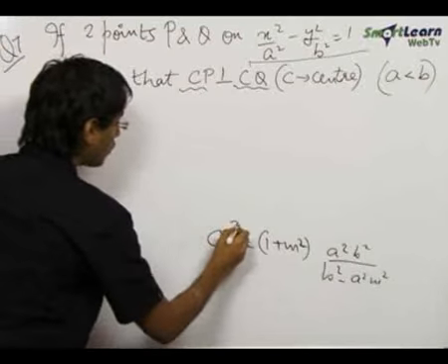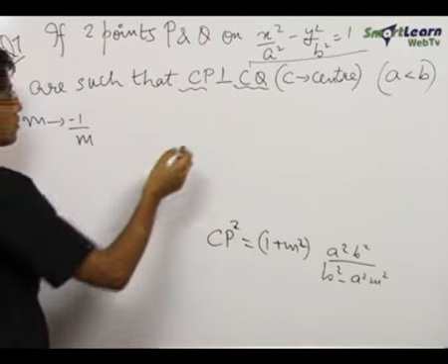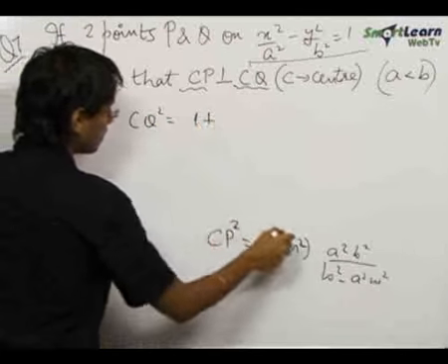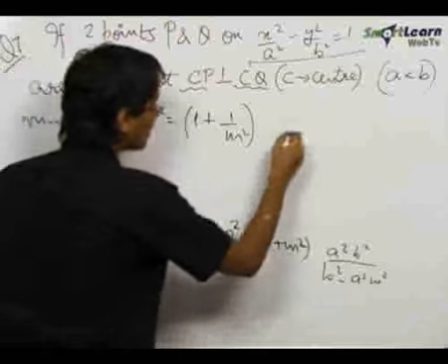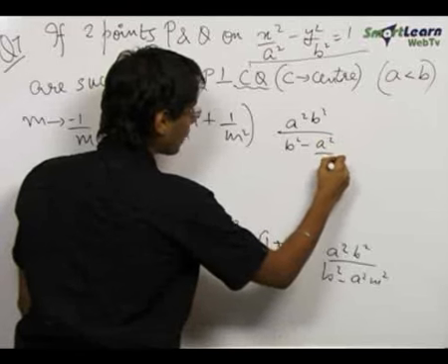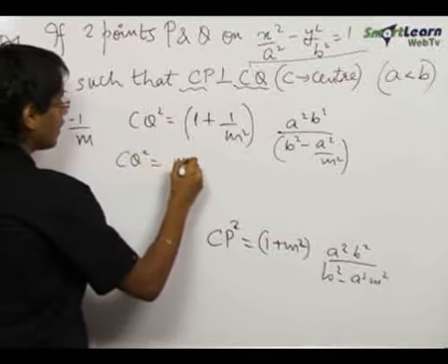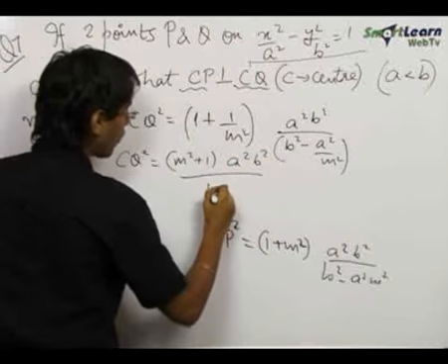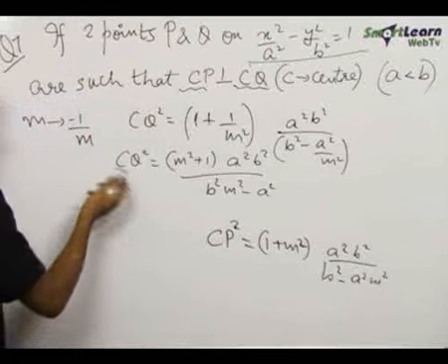The value of CQ square can be very directly found out by putting m equal to minus 1 upon m, because CQ is perpendicular to CP. So CQ square is equal to 1 plus 1 upon m square, putting m equal to minus 1 upon m into a square b square upon b square minus a square upon m square. So our CQ square becomes m square plus 1 into a square b square upon b square m square minus a square.